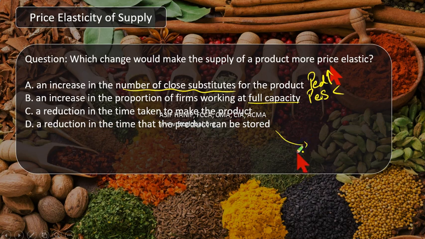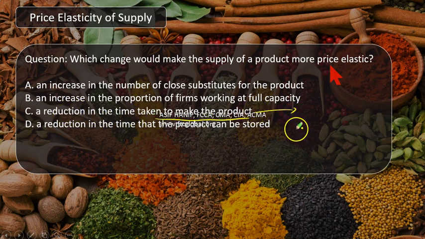D, I deliberately left C. A reduction in the time that the product can be stored. Since the products are perishable and they have to be stored, and the time for which they can be stored has reduced, we can't produce more because it will get rotten. So it will affect your price elasticity of supply. It will make it less elastic. So what about C then? A reduction in time taken to make the product. Now it takes less time to produce. Since it takes less time to produce, we can produce more. Since we can produce more, the supply has become relatively price elastic. So that makes C the correct option.